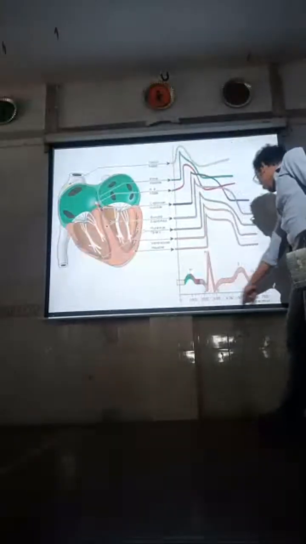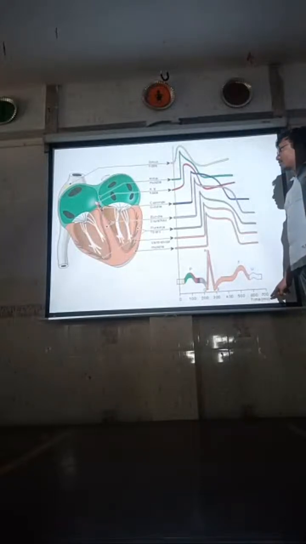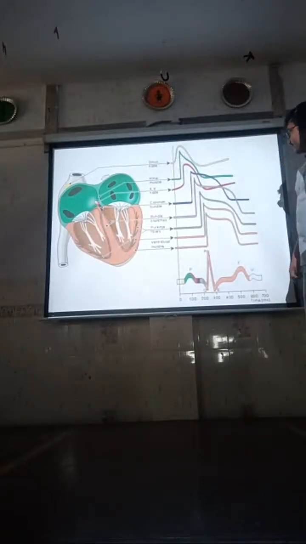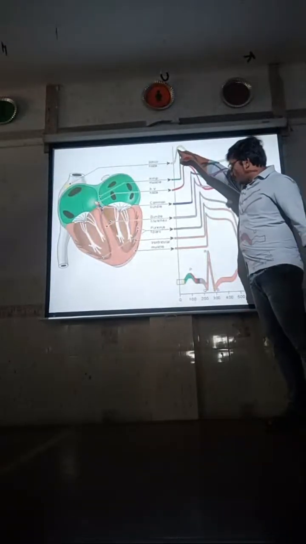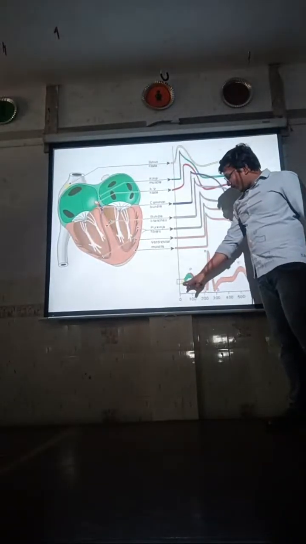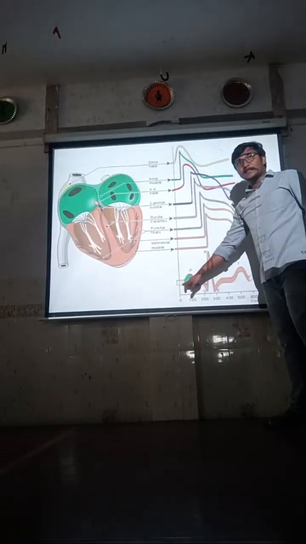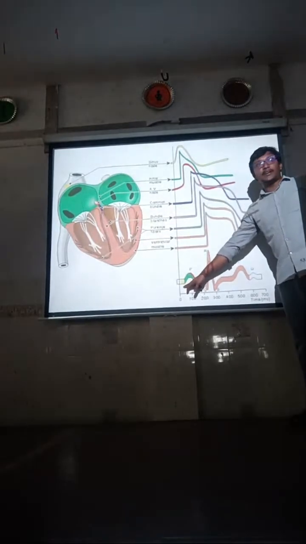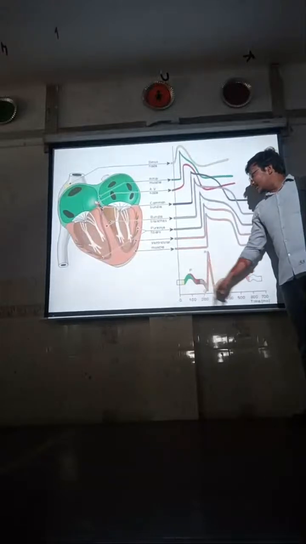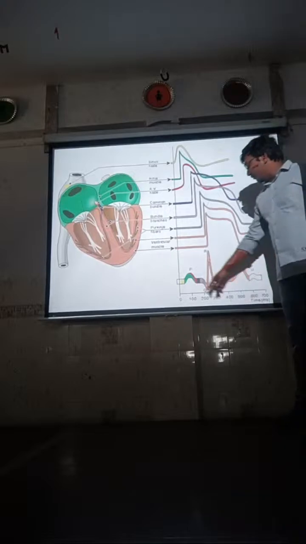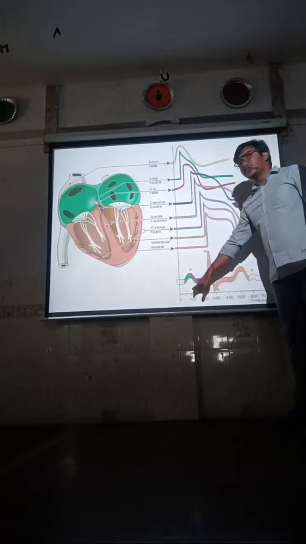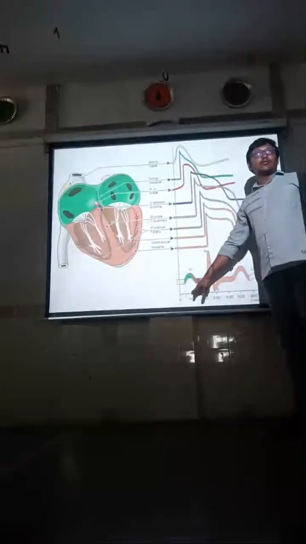Immediately, see here, these are the millisecond ranges. So approximately 0.025, you can see here. Next, what is the atrial? When the atrial muscle is excited, it is between 0.25 to 1 millisecond. Yes or no?